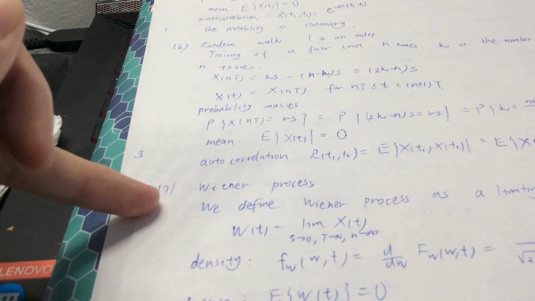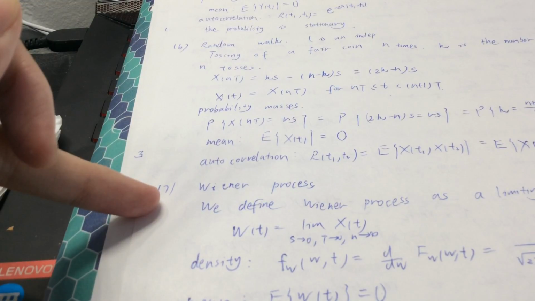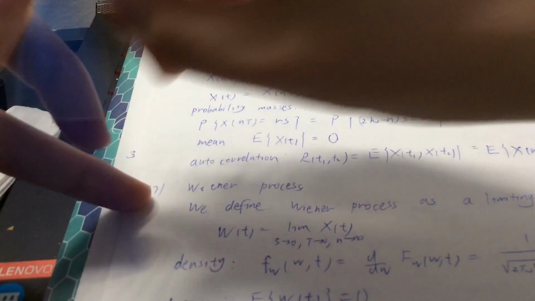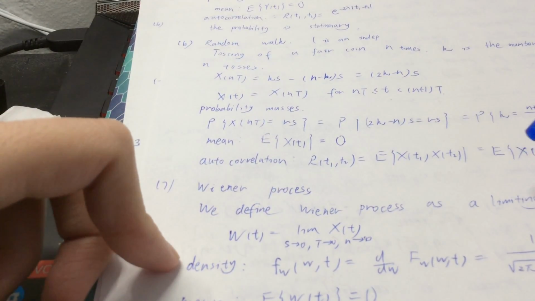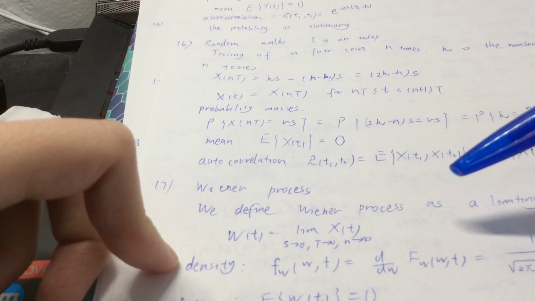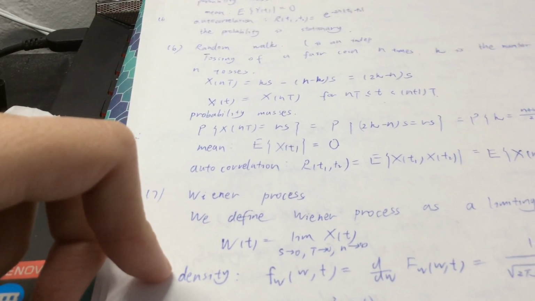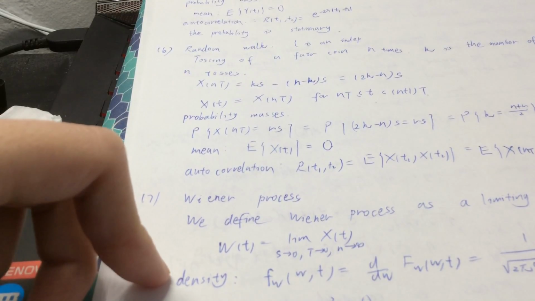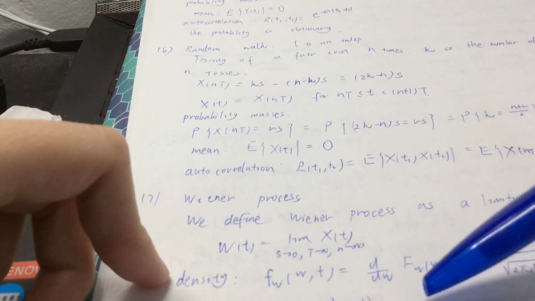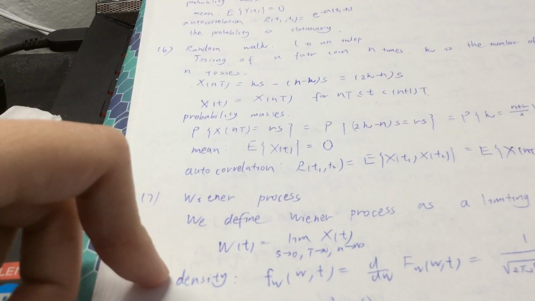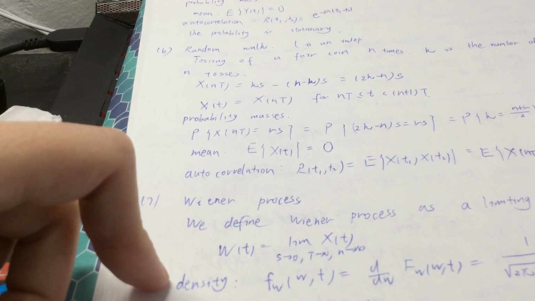Then we consider the second question, the Wiener process. This is the definition of the Wiener process. It is constructed under the random walk. So the expected value is also equal to 0, and the autocorrelation is also like the random walk. So that's all.